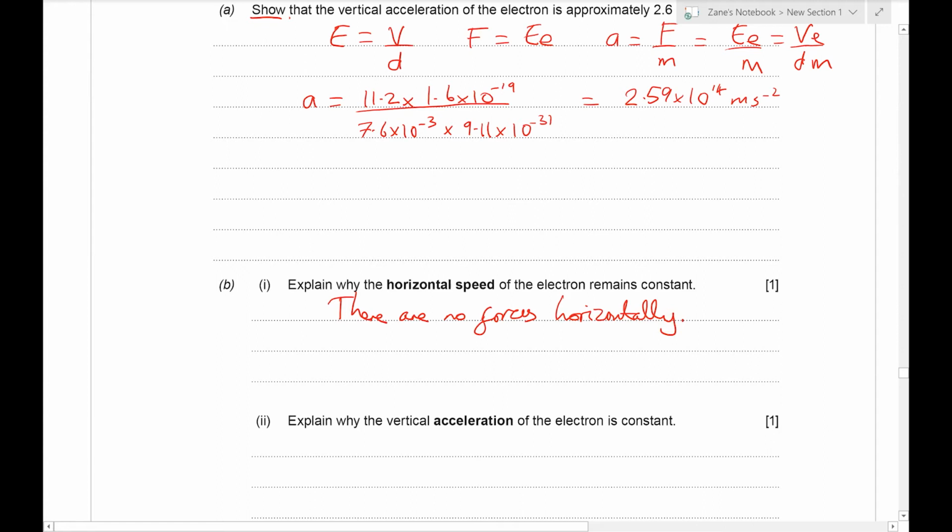Next, we're asked to explain why the vertical acceleration of the electron is constant. The acceleration was calculated using the electric field strength, and the electric field strength between the plates of the capacitor is uniform. So let's just put that down. The electric field strength is uniform.